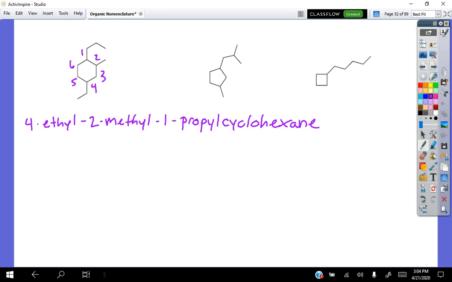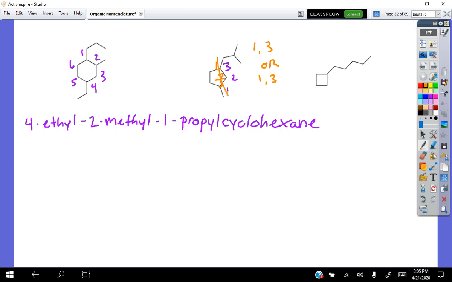This next one, I see a 5-carbon ring that is cyclopentane. And I've got 2 substituents. And this is interesting because I could number 1, 2, 3, or I could number the other way, 1, 2, 3. So now it looks like I have a tie between 1, 3, and 1, 3. So then we have to look at alphabetization.